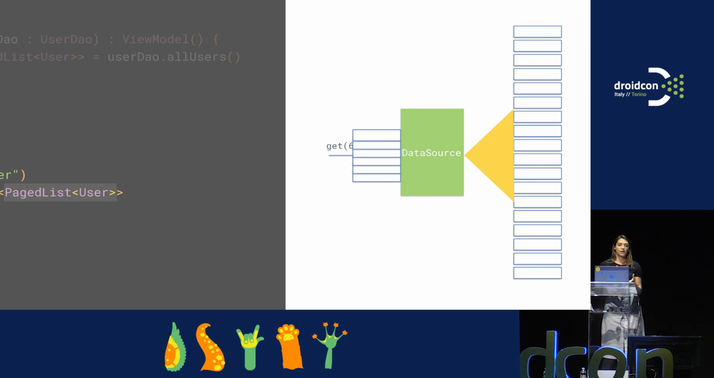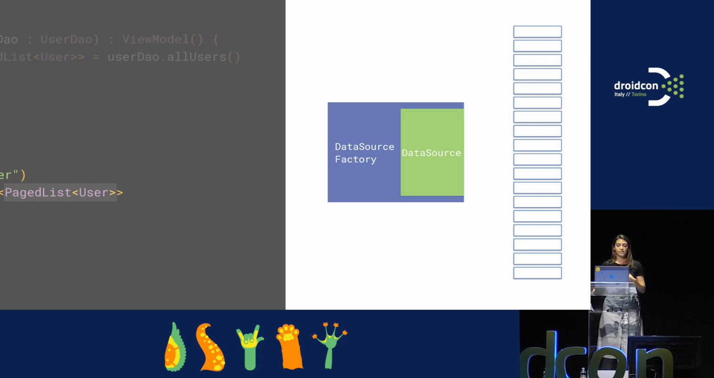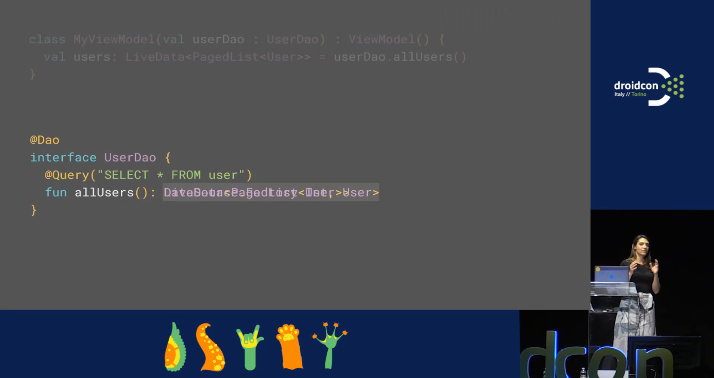So all of this would be done via the data source. More precisely, the data source will know which data to get, the items from 6 to 12, for example, and then would put the data in the page list. But in order to construct a data source, we would use a data source factory. So this means that in our DAO, instead of working directly with a page list, we would actually work with a data source factory, where the int is a key, and the user is the actual object that we want to retrieve from the database.